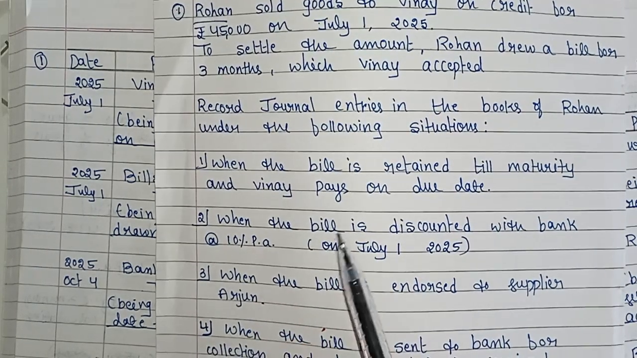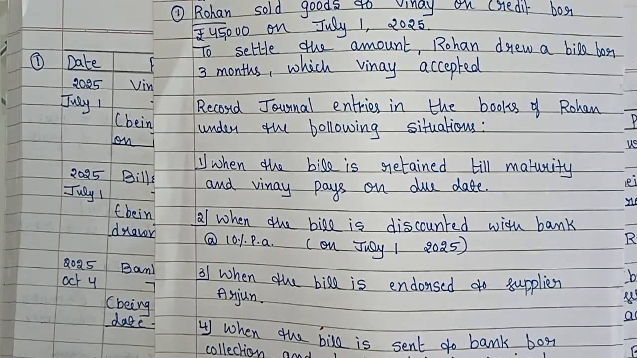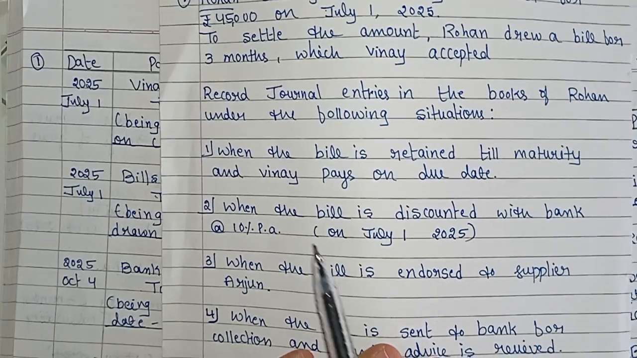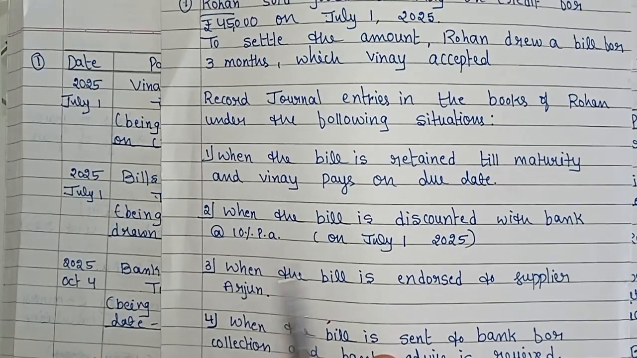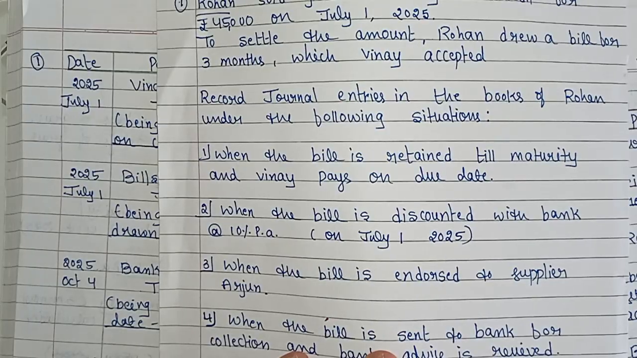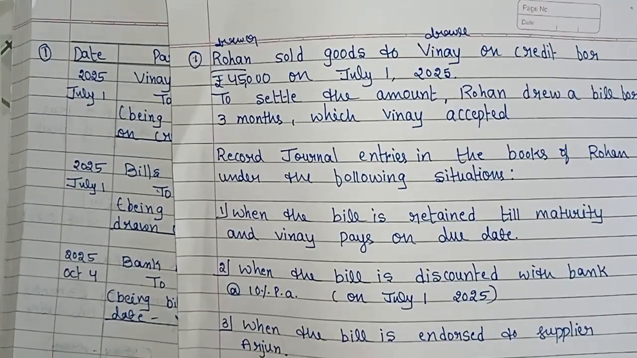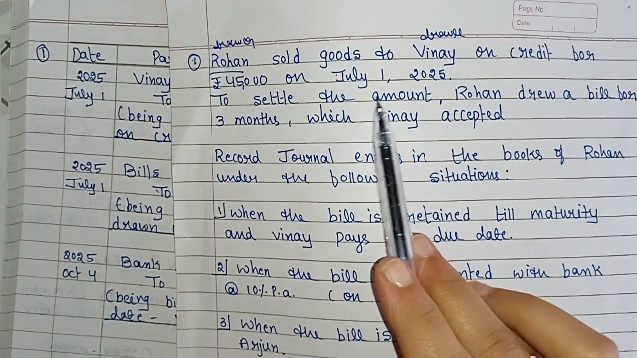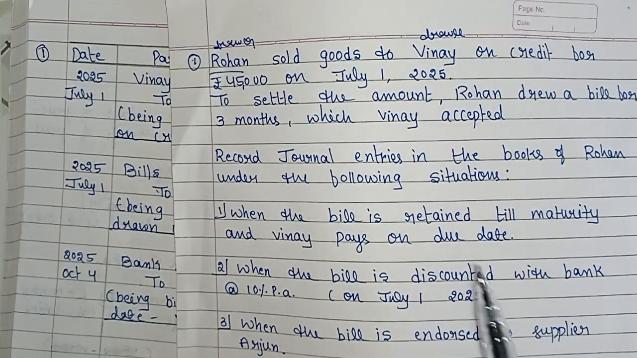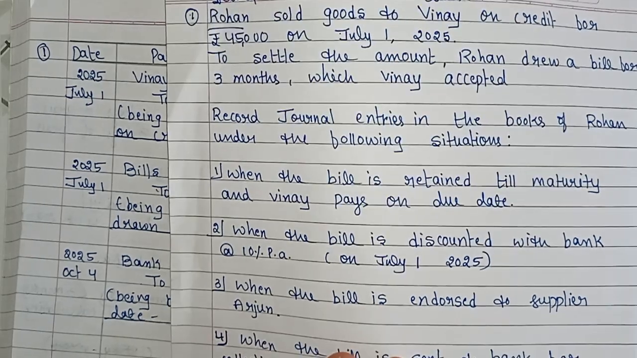What are the situations? The first situation is when the bill is retained till maturity and Vinay pays on due date. The second situation is when the bill is discounted with the bank at 10% per annum on July 1st, 2025. Here Rohan, the drawer, needs the amount immediately. On July 1st, 2025 he sold the goods, and on that date only he needs the amount. That is the second situation.